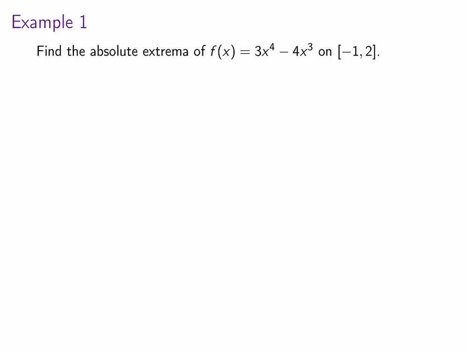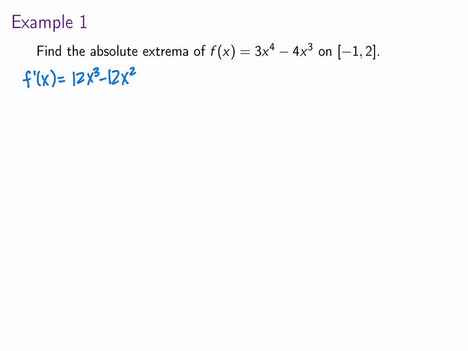So let's go through some examples. All right, so let's find the absolute extrema of this function, 3x to the fourth minus 4x cubed, on the interval -1 to 2. All right, so our first step is we need to find our critical points, and we find critical points by saying where is the derivative equal to 0 and where is the derivative undefined. So f prime of x is how we'll do that. So if we take our derivative, we get 12x cubed minus 12x squared.